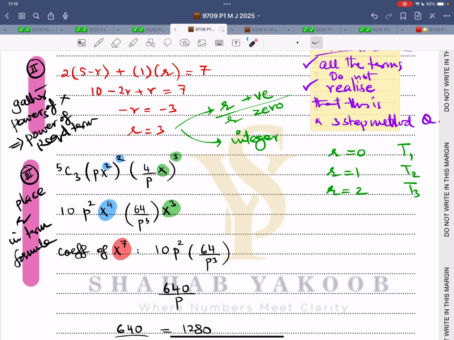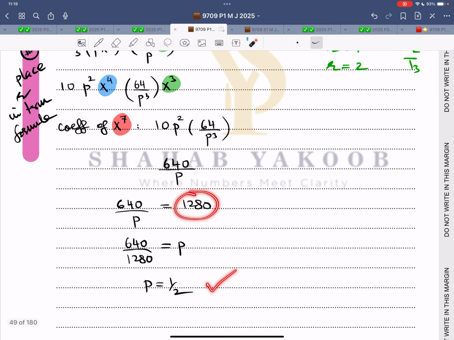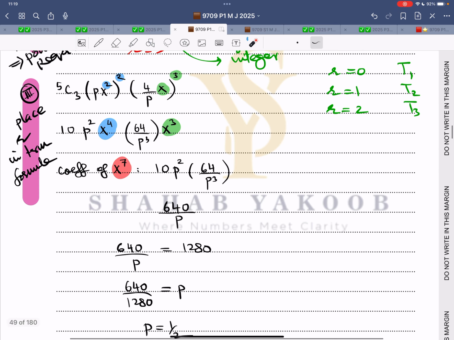Simplify. And this 10p^2 and this 64, that is the coefficient of x^7, and we can double check, yes, it's x^7. So the coefficient of x^7 is this thing. Simplify it, equate it to 1280, p comes out to be half. Mistakes: students do not realize that this is the 3-step method. These are the common mistakes that people make.